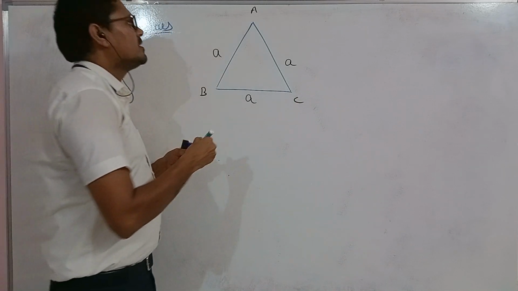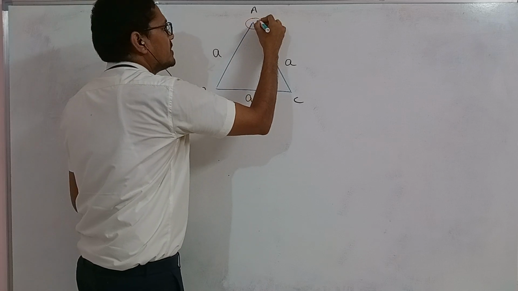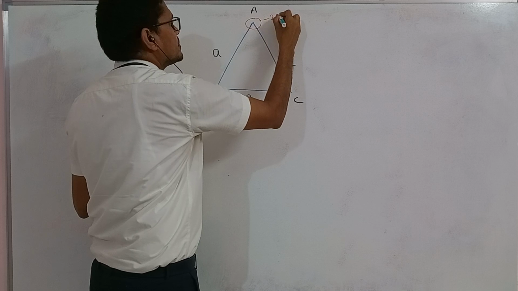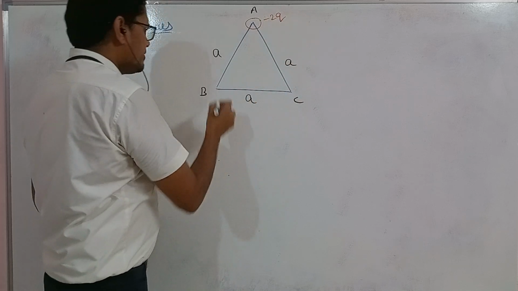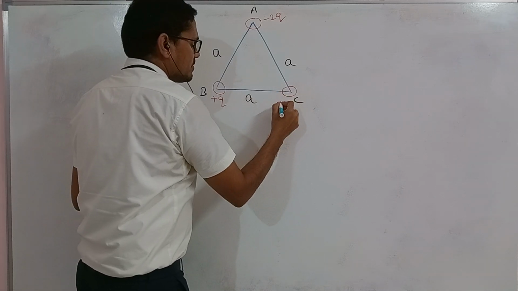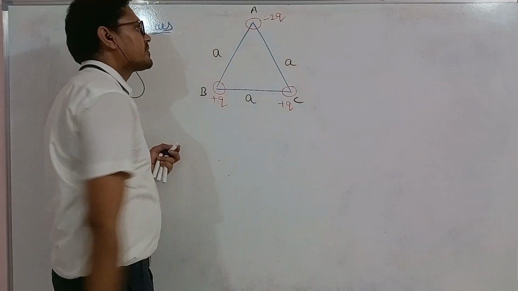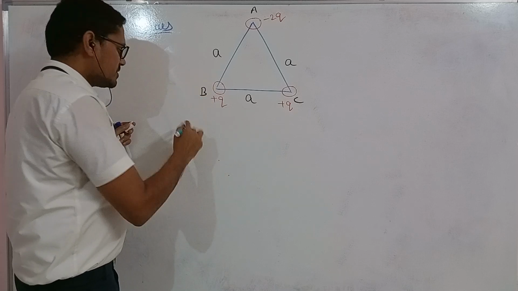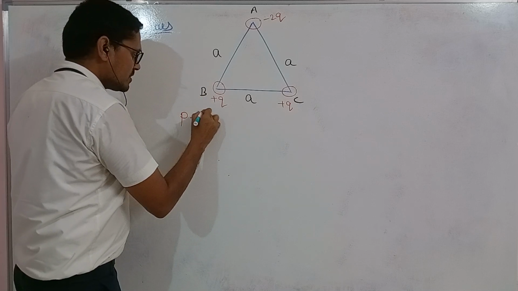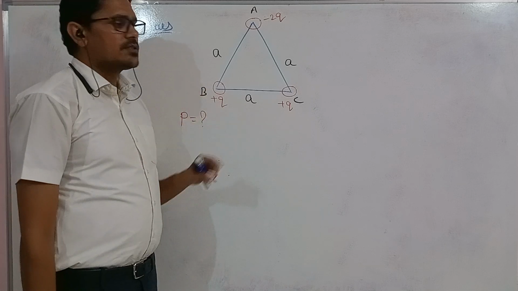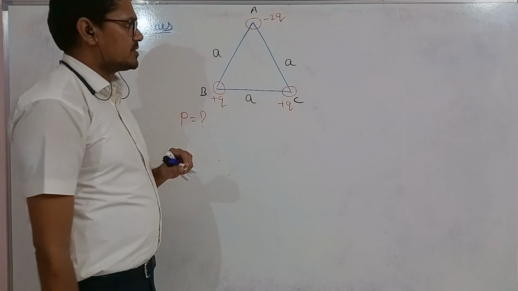I am keeping 3 charge particles at the vertices. Here at point A, we have minus 2q charge. At point B, I am taking plus q charge, and at point C, I am taking plus q charge. I need to find out the magnitude of the total dipole moment of the system, and the direction of this total dipole moment of the system.